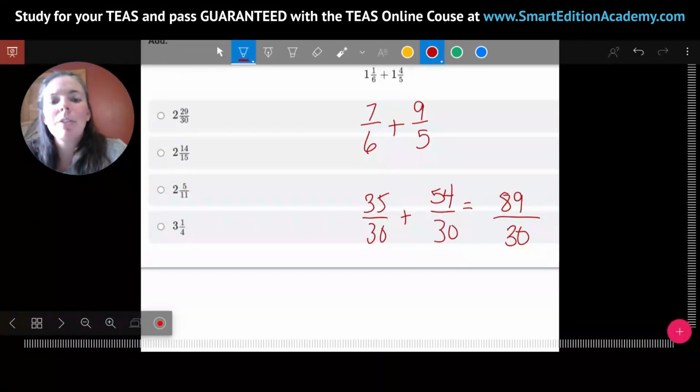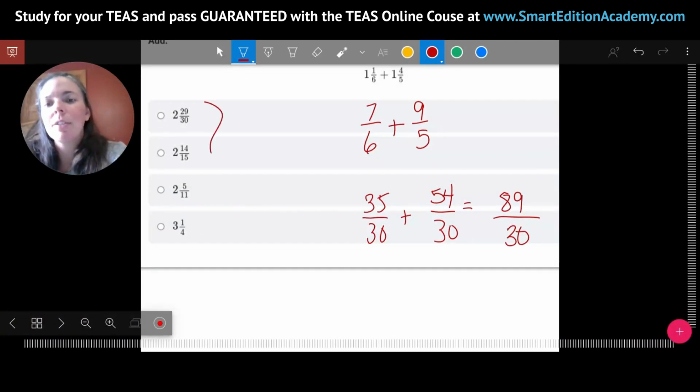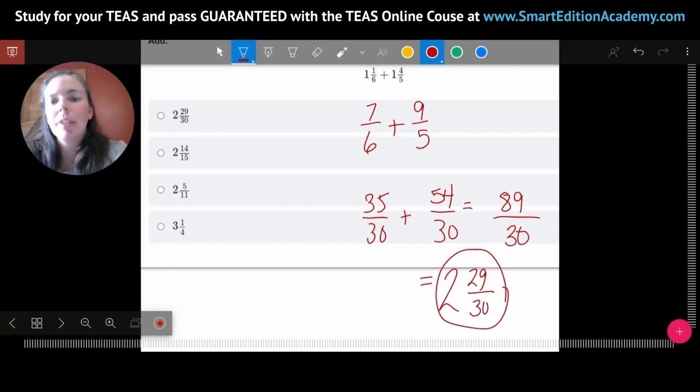The last thing now is, notice that all of my answer choices are in mixed numbers. Okay, so that's how they tend to ask the questions. They want you to turn it back into a mixed number regardless of how you solve it. So 30 goes into 89 twice. That would be 60. So that would leave 29 left over. 2 and 29/30ths would be my final answer.